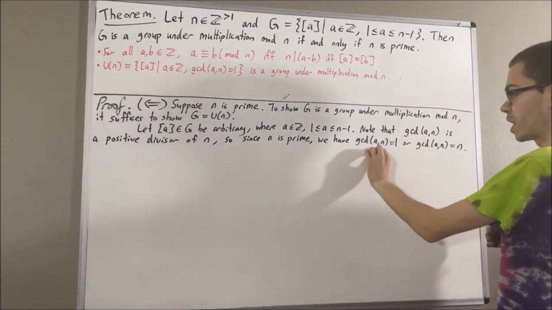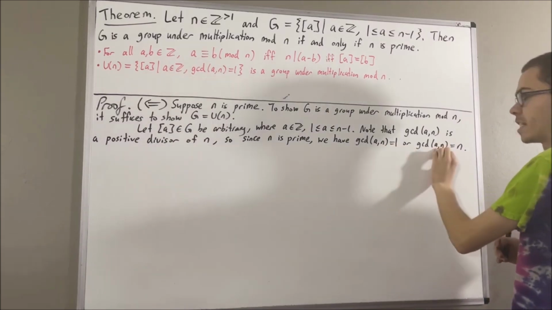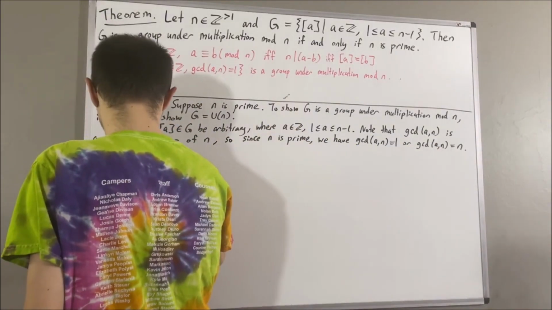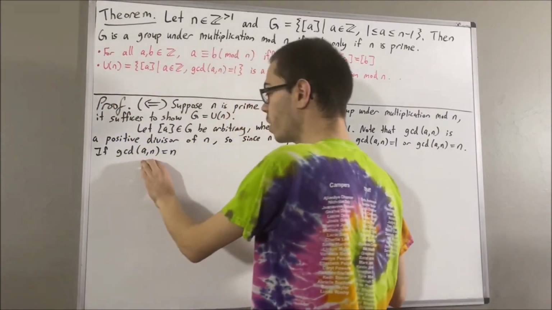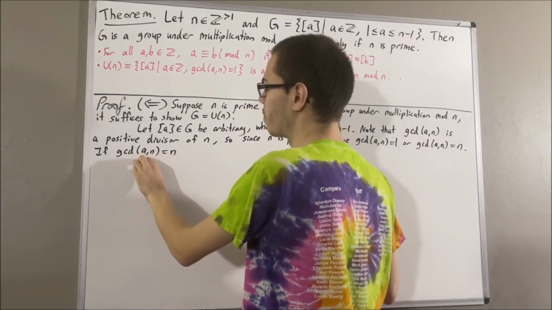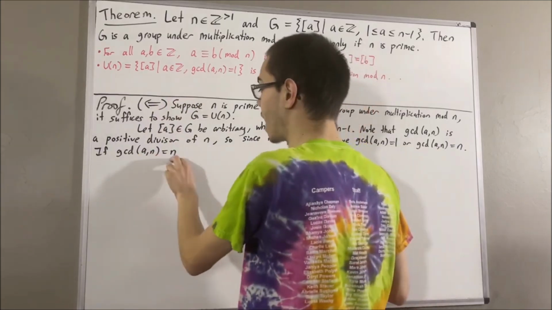The claim is that the greatest common divisor of a and n is equal to 1. So we're going to assume for a contradiction that we instead have that the greatest common divisor of a and n is equal to n. Since the greatest common divisor of a and n is a divisor of a, this implies that n is a divisor of a.